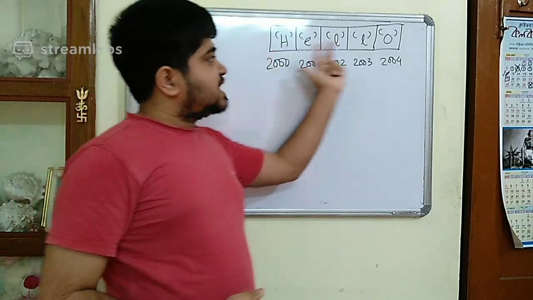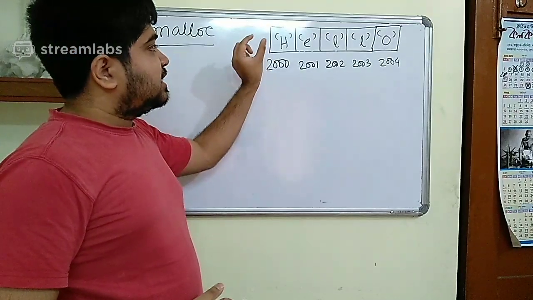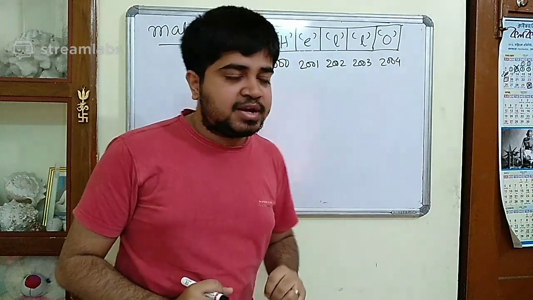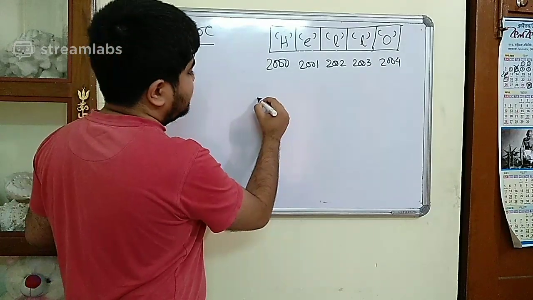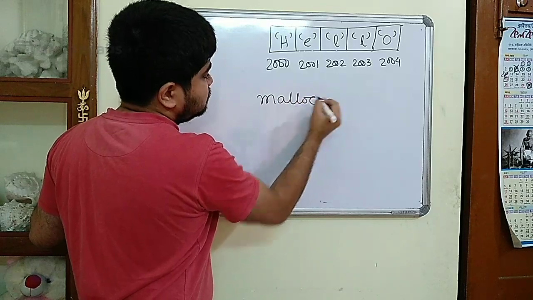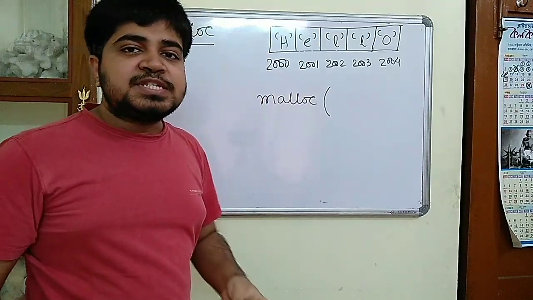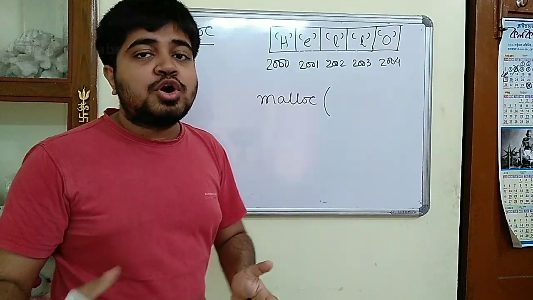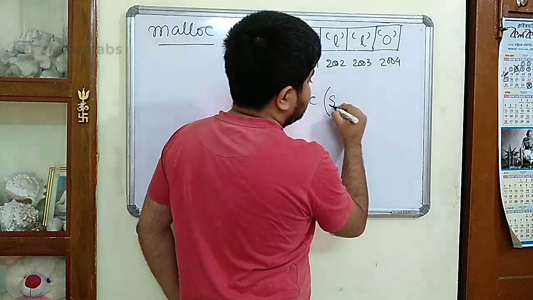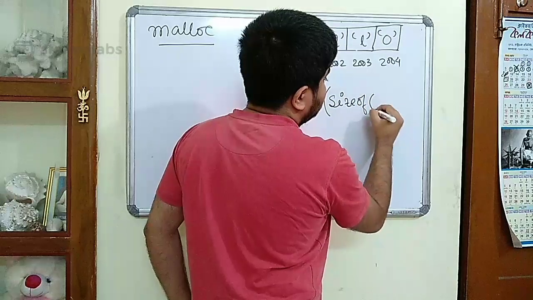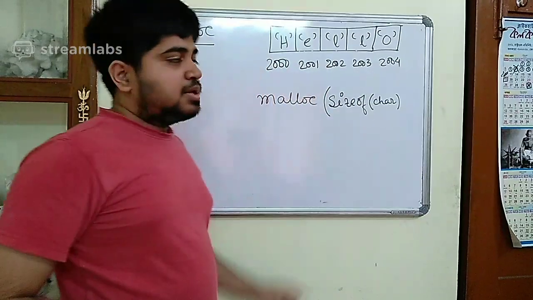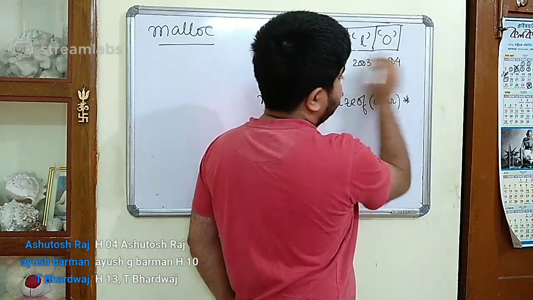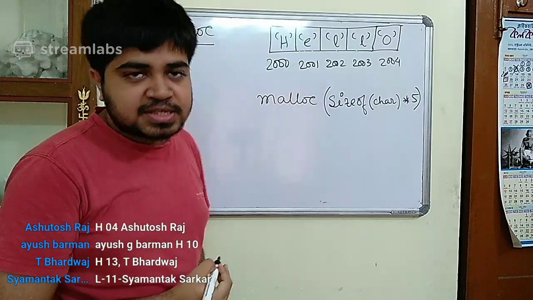Now when this has to be created, I need to create 1 byte of how many size? 1, 2, 3, 4, 5. 5 such locations have to be created, right? So for that operation, I simply call the malloc function. And within the malloc function, what do I specify? I specify that I need 5 such locations, but of size of what? Of size of character. So if I mention sizeof char, it will be 1 byte. Size of char is 1 byte. And how many such locations are needed? 5 such locations are needed. So I specify this, right?